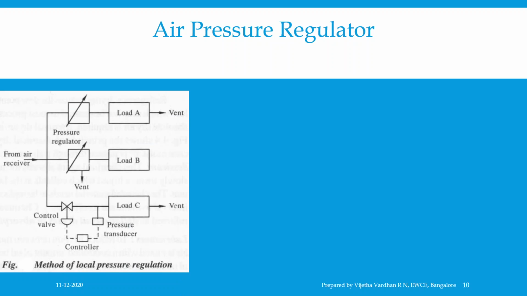The viscosity of air is very low, and hence the flow velocities in pneumatic systems can be high, which can lead to significant flow dependent pressure drops between the air receiver and the load. This necessitates local pressure control. There are three methods of local pressure control, which you can see in the figure shown in the slide. In all the three methods, the pressure regulator is applied. Let us discuss the methods one by one.